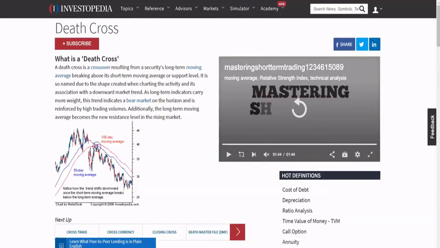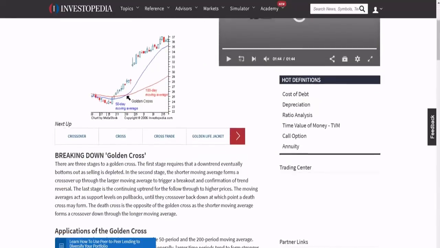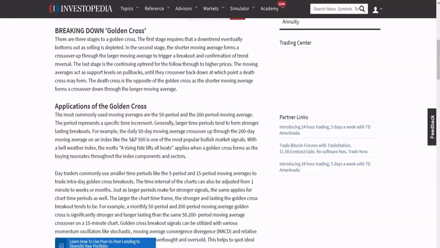Conversely, a golden cross, as described by Investopedia, is a bullish breakout pattern formed from a crossover involving a security's short-term moving average, such as the 15-day moving average, breaking above its long-term moving average, such as the 50-day moving average, or resistance level. As long-term indicators carry more weight, the golden cross indicates a bull market and is reinforced by high trading volumes.